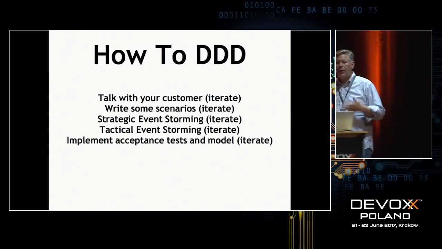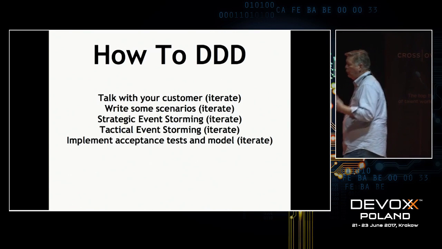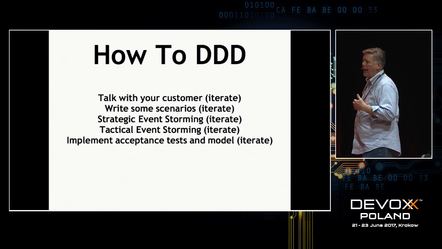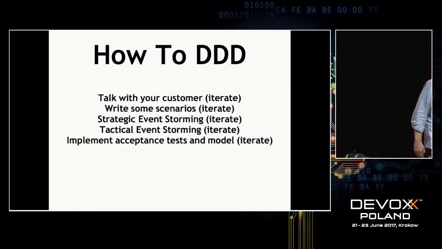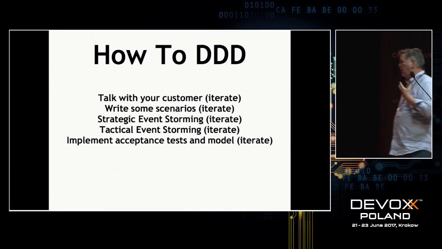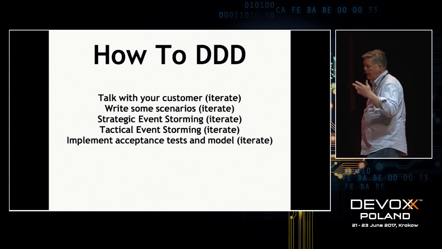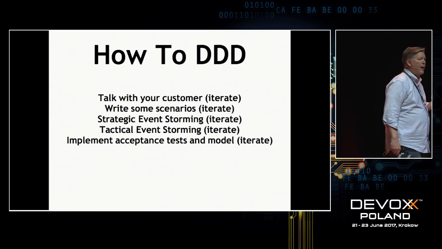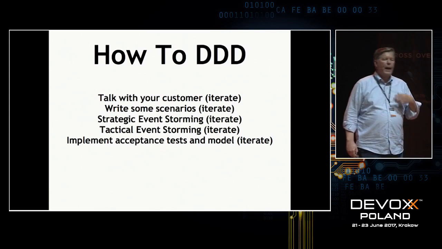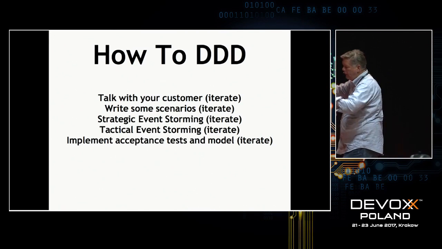We iterate on everything that we do, including the scenarios. Maybe we can actually produce only 2 or 3 scenarios, or maybe just a few more, and from that it allows us to get into a strategic level of event storming. And then as we iterate on that, we're getting a deeper and deeper understanding, and then we can go into a tactical level of event storming, which again is iterative, and then finally we are working on implementing acceptance tests and the model code, where we're actually projecting the ubiquitous language right into the domain model.